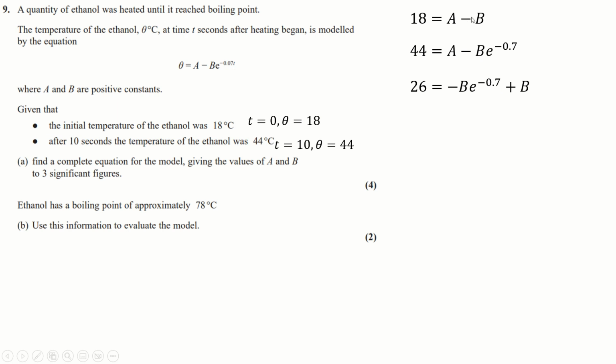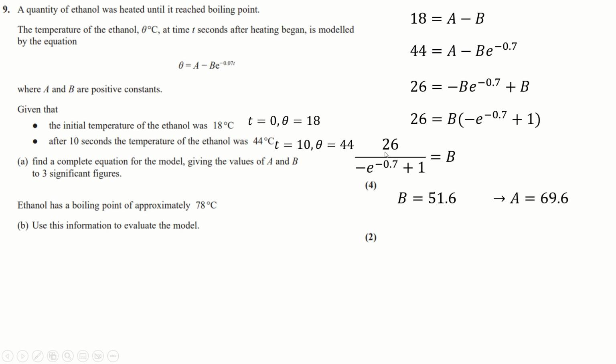Of course, minus b is plus b. Factorize out the b, divide by this object here, and you get b as this. And then you can just do 18 plus that to get a, and you get this, which is this. And now, sorry, which I never actually wrote out, which I should have done. I should have written theta equals this minus this e to the power minus 0.07t. Anyway, now that you've got theta is 78, the problem here is that this is always positive because exponential is always positive. So we're always doing 69, nice, minus this number here.